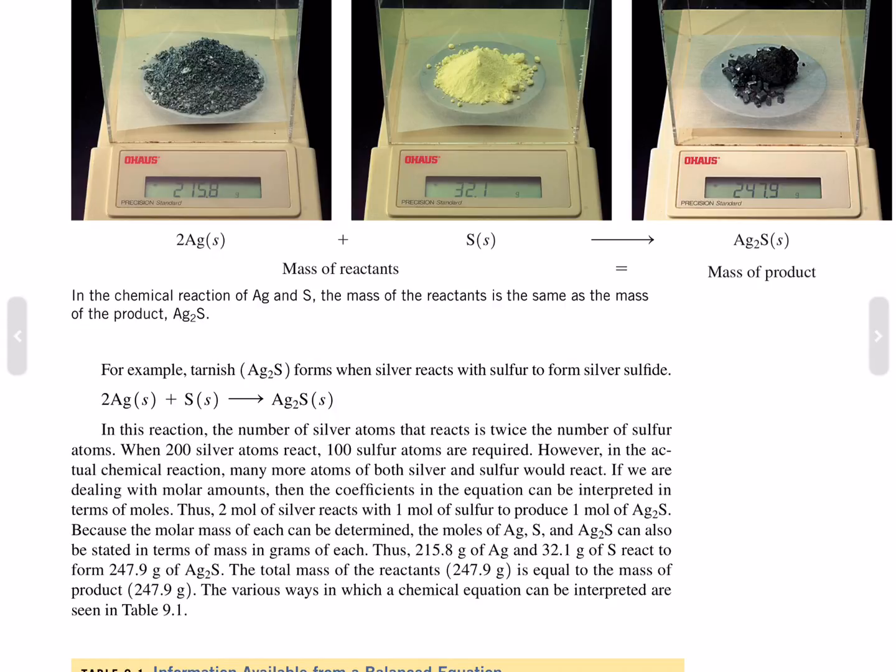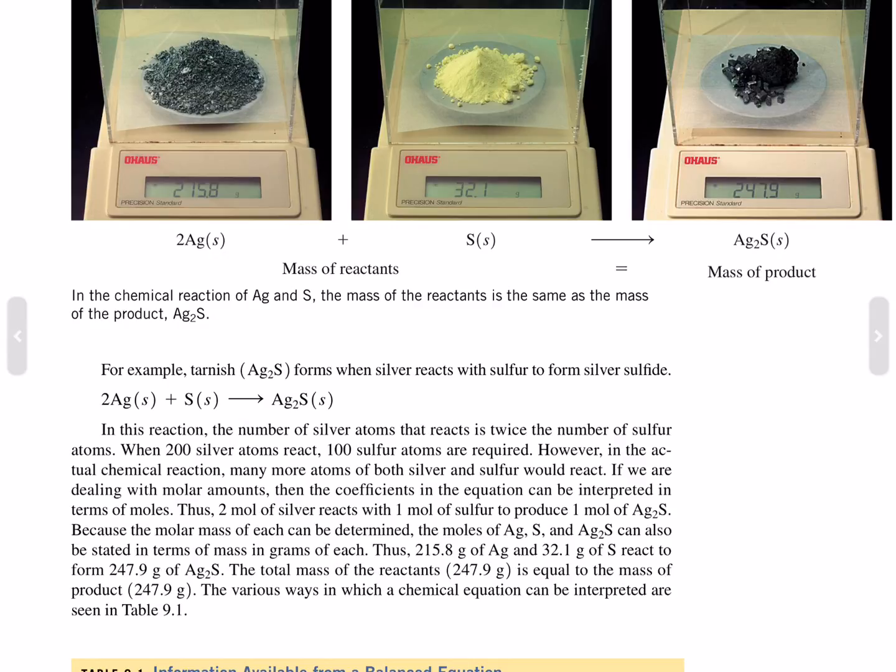In the chemical reaction of silver and sulfur, the mass of the reactants is the same as the mass of the product. For example, tarnish, silver sulfide, forms when silver reacts with sulfur: 2Ag plus S yields Ag2S. In this reaction, the number of silver atoms that react is twice the number of sulfur atoms. When 200 silver atoms react, 100 sulfur atoms are required. However, in the actual chemical reaction, many more atoms of both silver and sulfur would react.